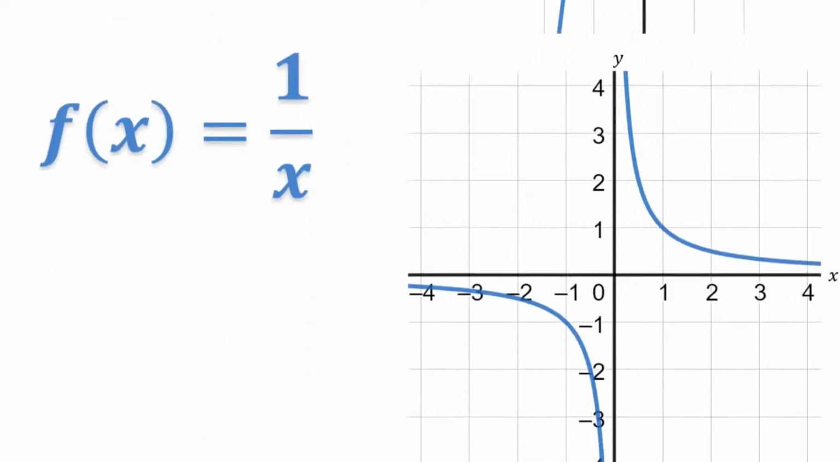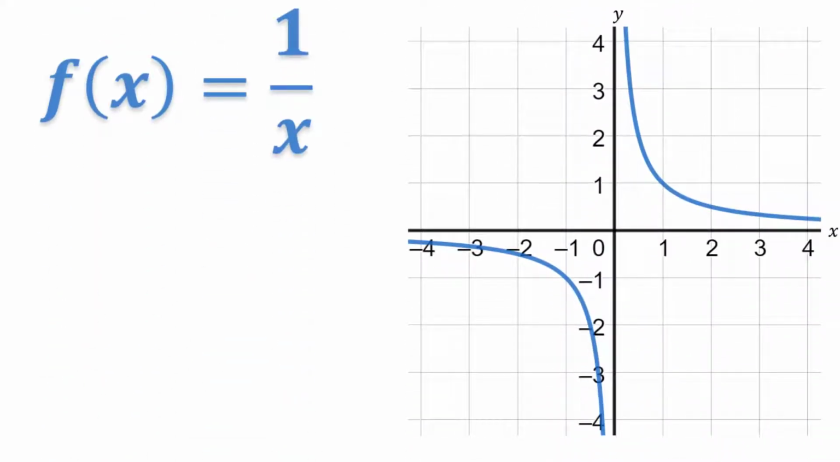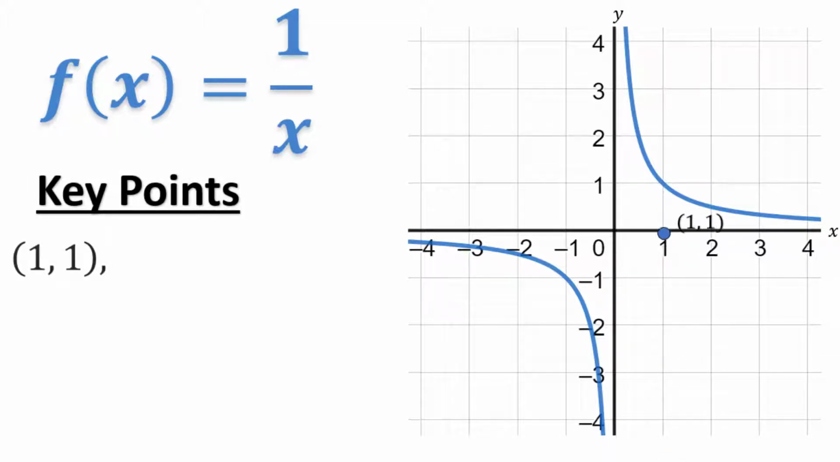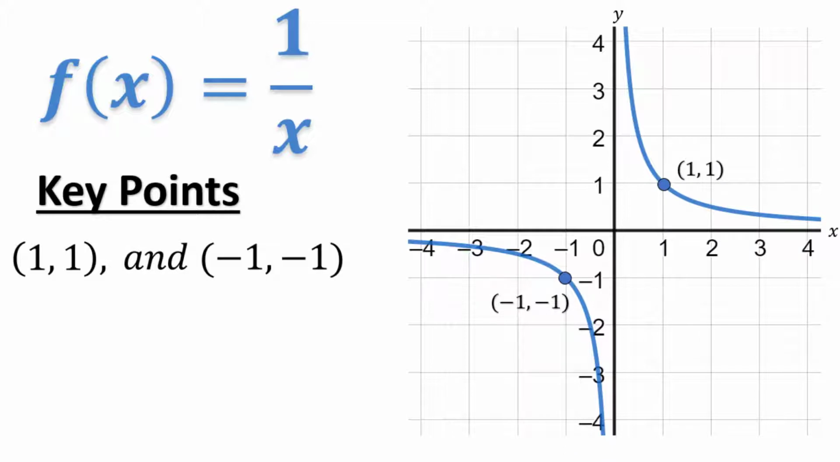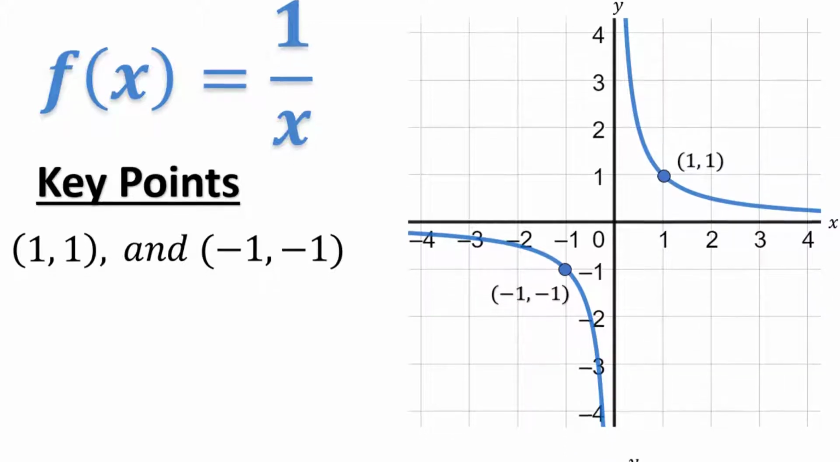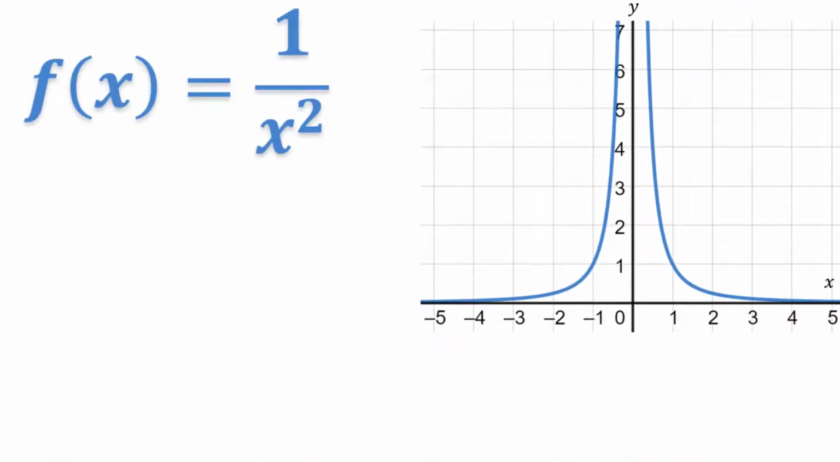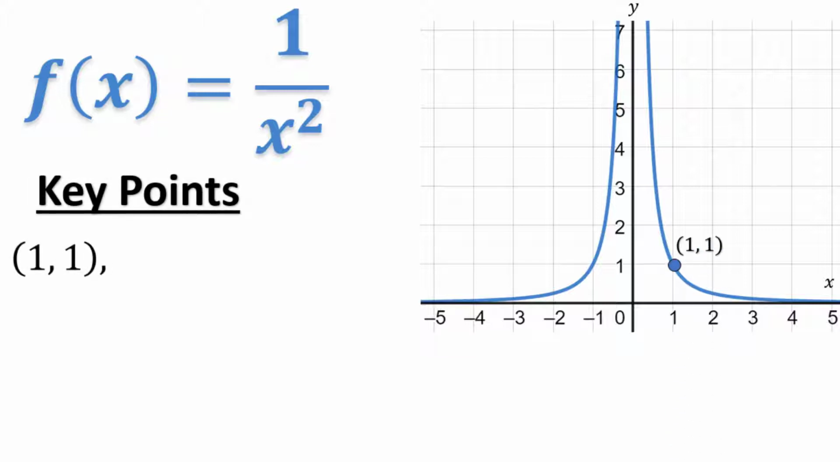Now we have a few strange functions. First, 1 over x, which is kind of a disjointed function with a vertical asymptote at x is equal to 0. This function has the key points 1, 1, and negative 1, negative 1. Finally, we have 1 over x squared, which also has a vertical asymptote at x is equal to 0. But this function is always positive, due to the square, unlike 1 over x. This one has the key points 1, 1, and negative 1, 1.